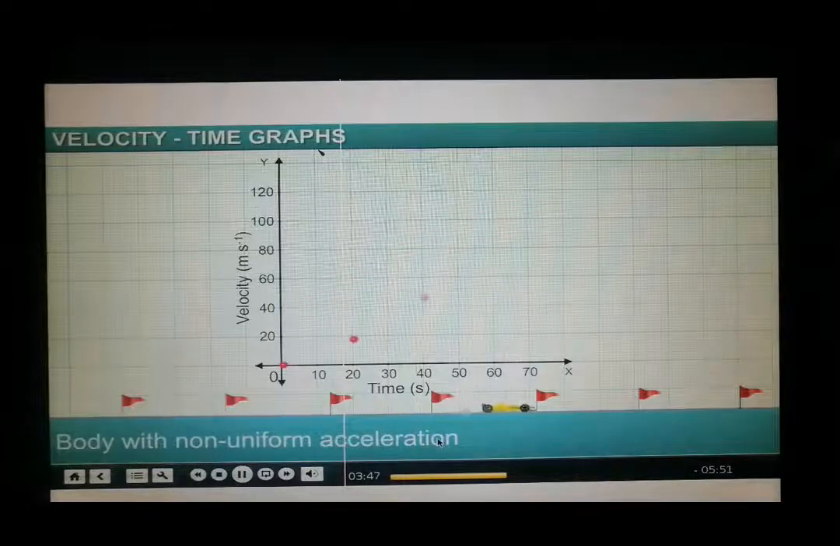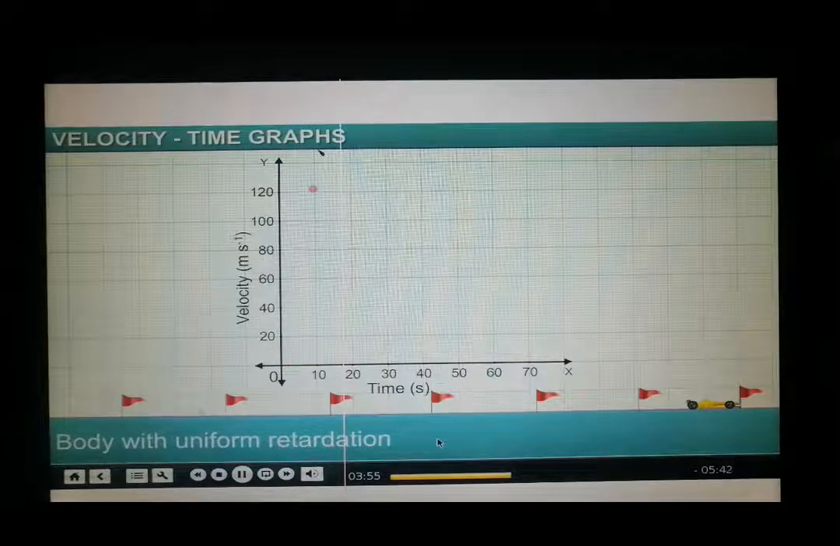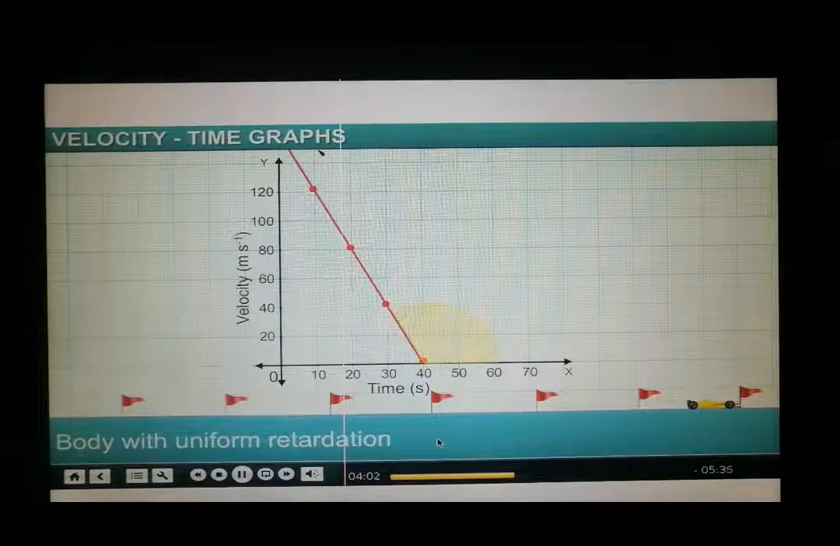The velocity time graph for a body moving with non-uniform acceleration is a curve and not a straight line. The velocity time graph for a body moving with uniform retardation is a straight line making an obtuse angle with the x-axis.